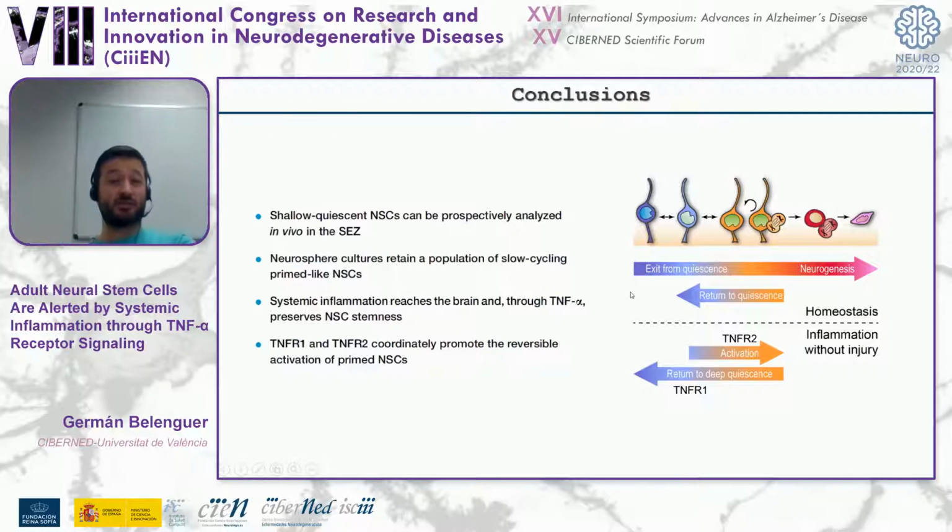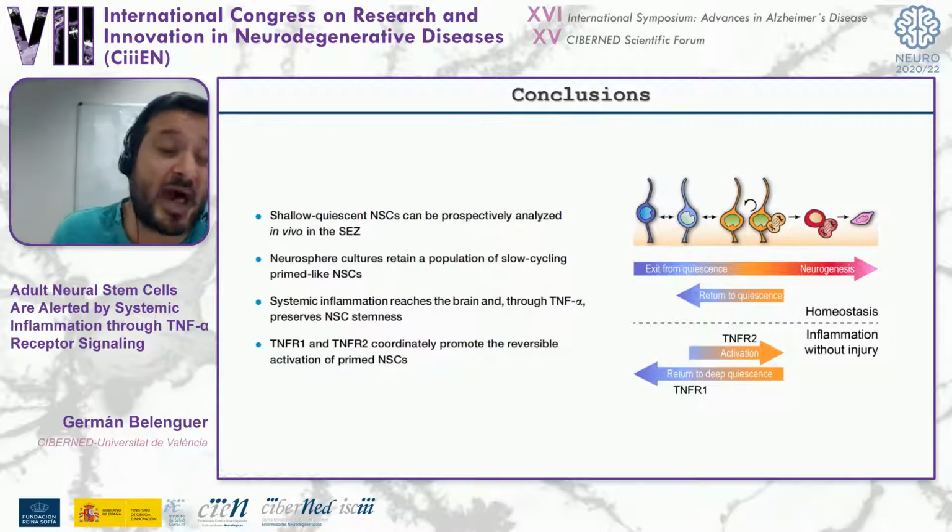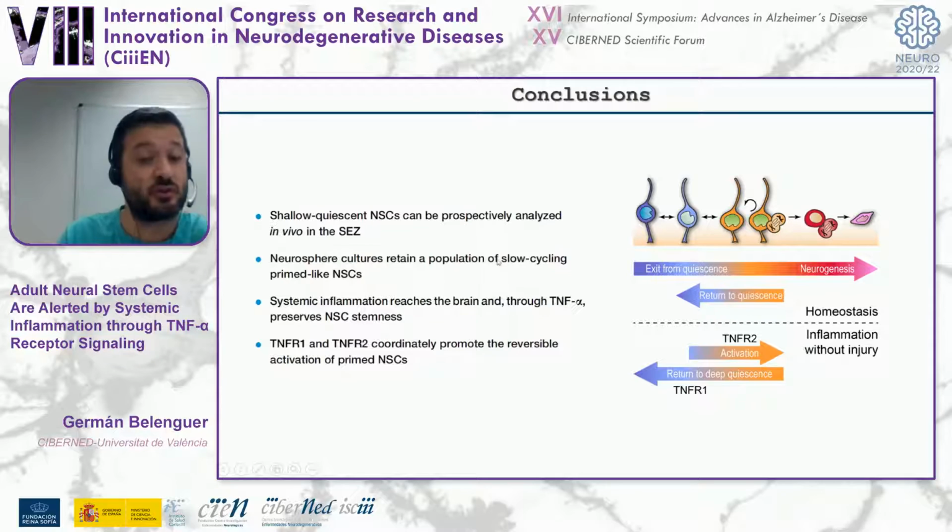With this, I would like to conclude with the highlights of the paper. That now, with this protocol, shallow quiescence can be prospectively analyzed in vivo in the subependymal zone. That neurosphere culture retains a population of low-cycling primed-like neural stem cells. That systemic inflammation reaches the brain and TNF-α preserves neural stem cell stemness, and that TNF-α1 and TNF-α2 coordinately promote the reversible activation of primary neural stem cells.